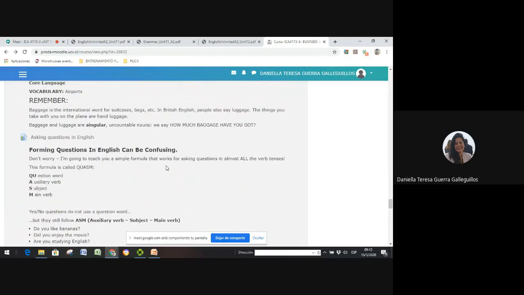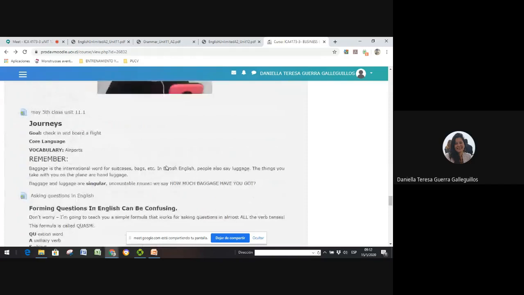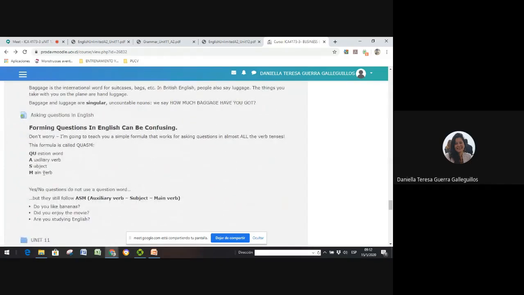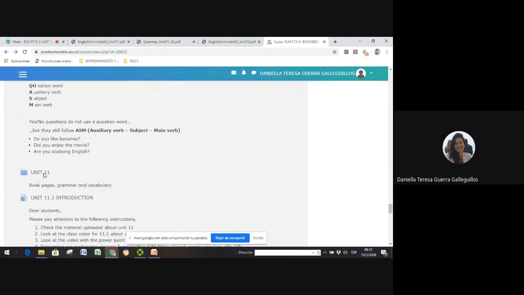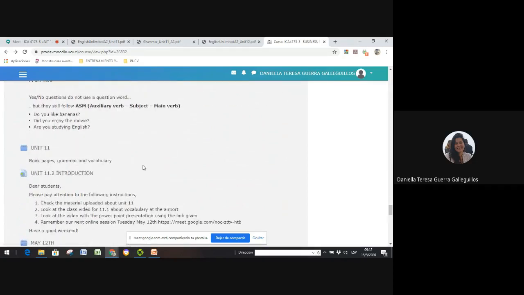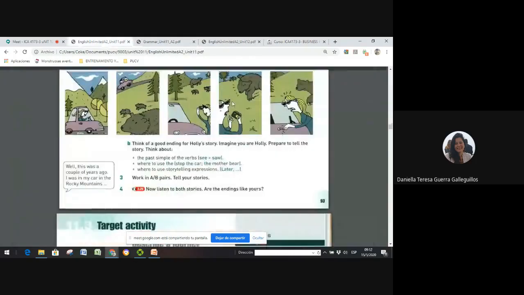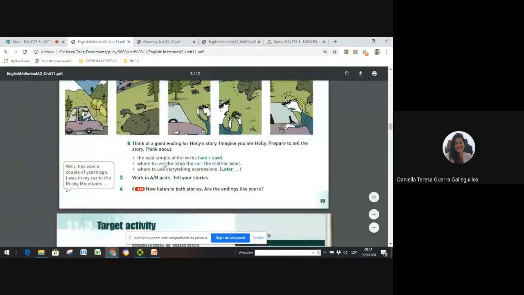Okay, it is here also when we were talking about journeys. Okay, airports, journeys, how to form a question in English. Okay, so all is there. It has to be in simple past. I forgot it. And also the use of the, stop the car, the mother bear, because we know what we are talking about and it's only one, and the storytelling expressions.